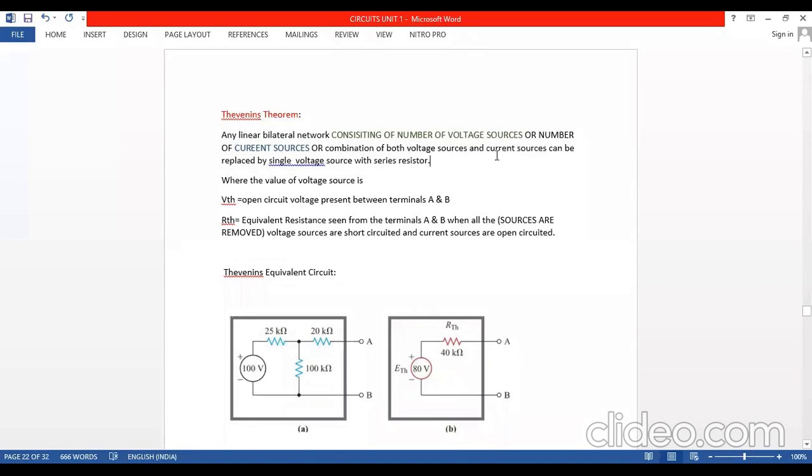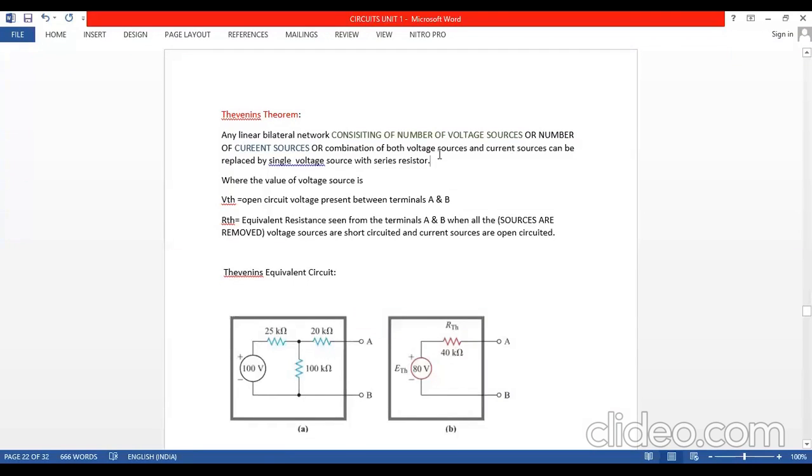Any circuit can be converted into a simple circuit. Any circuit means it can contain a number of voltage sources or number of current sources or a combination of both, and it can be replaced by a single voltage source with a series resistor. So imagine this is one complicated circuit given. We are supposed to calculate the current. We use the mesh analysis. Without using mesh analysis also, it can be converted to a single voltage source with a series resistor. No need to put the values. You can write R1, R2 in that manner.